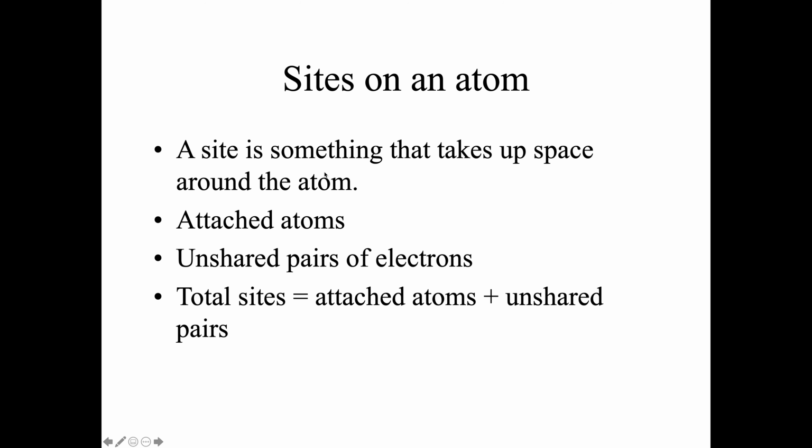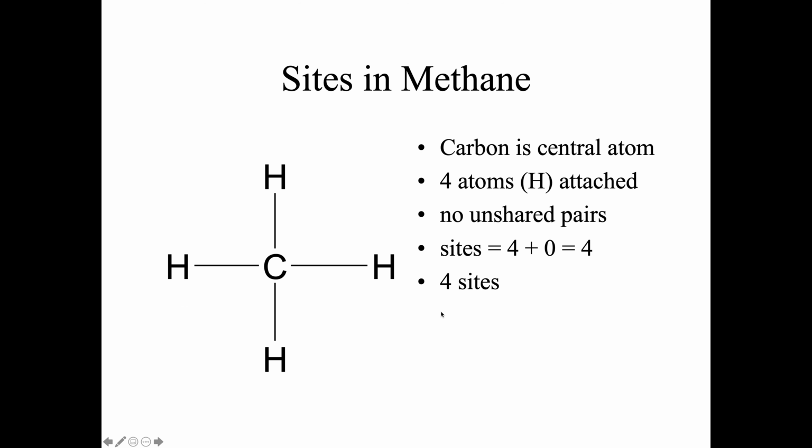But a site is something that takes up space. There's 2 types: an attached atom and an unshared pair. It's very, very important that you realize it's not bonds, it's attached atoms. So if you have a double bond, it's still only 1 attached atom. And then the total sites is simply the sum. So if we look at methane, we look at the carbon. Carbon has 1, 2, 3, 4 attached atoms, no unshared pairs. So remember I said unshared pairs are important? This is where it's going to show up. So 4 attached atoms, no unshared pairs, that means there's 4 sites.